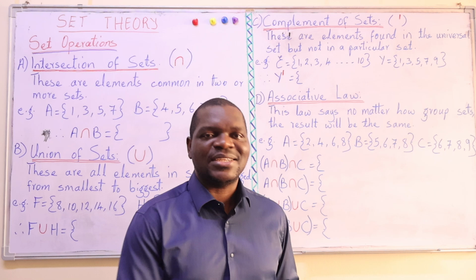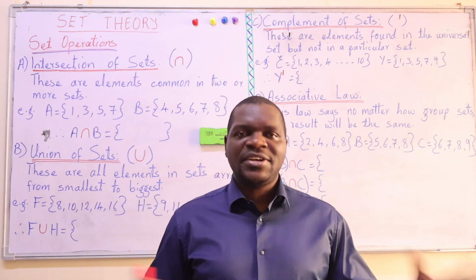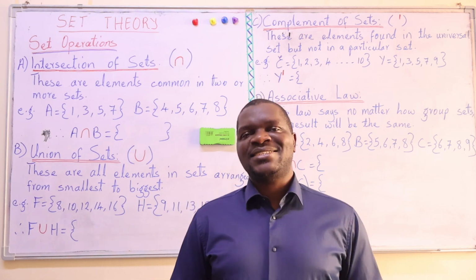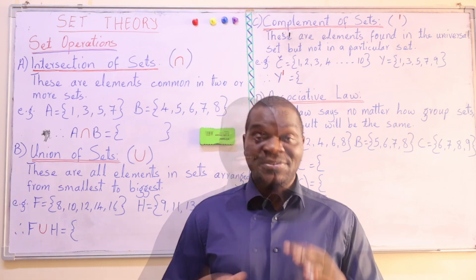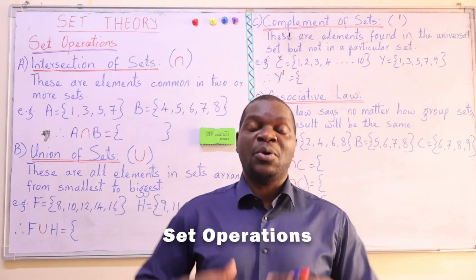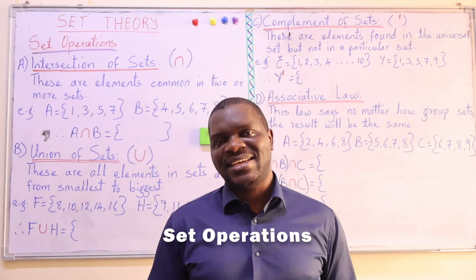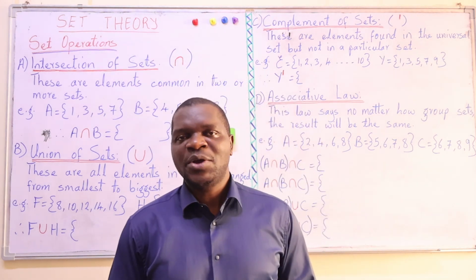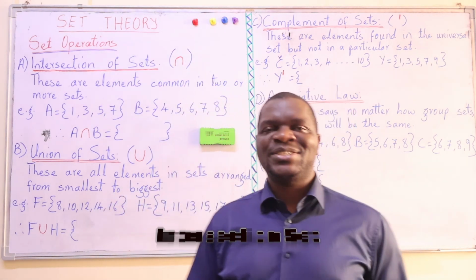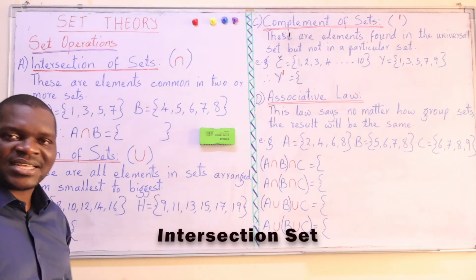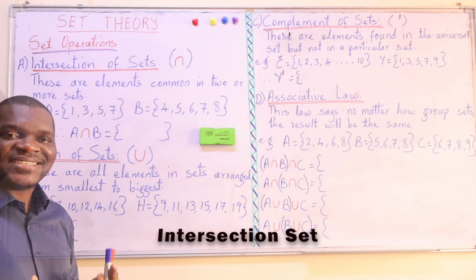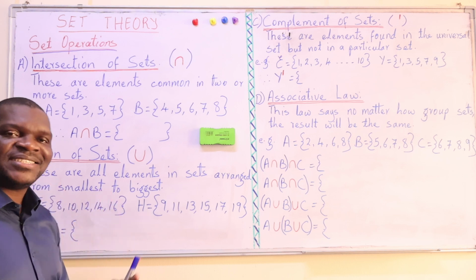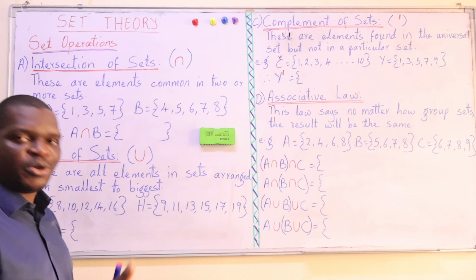In our last lesson, we talked about the different relationships that exist between sets. So in today's lesson, we are going to talk about the different operations that we can carry out as far as sets are concerned. In the very first aspect of it, we are going to look at the intersection of sets. What is intersection of sets all about? Intersection of sets are elements that are common or present in two or more sets.